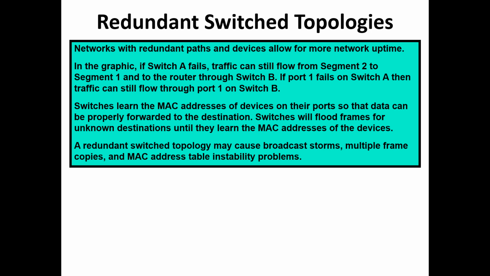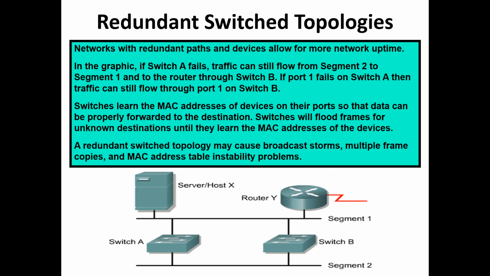So network with the redundant paths at devices allow for more network uptime. In the graphic, if switch A fails, traffic can still flow from segment 2 to segment 1, because we have two switches that are connecting segment 2 and segment 1. If one switch fails, then we have a redundant path to reach segment 1. So this is called redundancy. If port 1 fails on switch A, then traffic can still flow through port 1 on switch B.